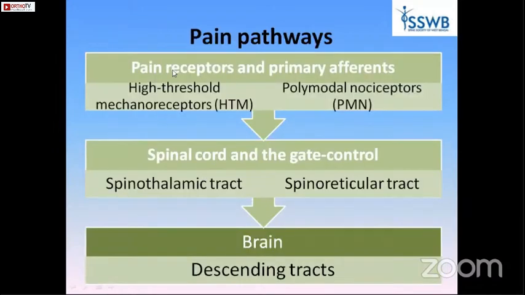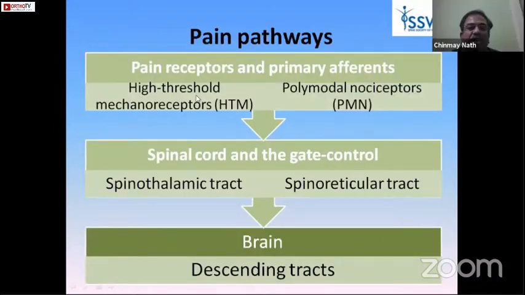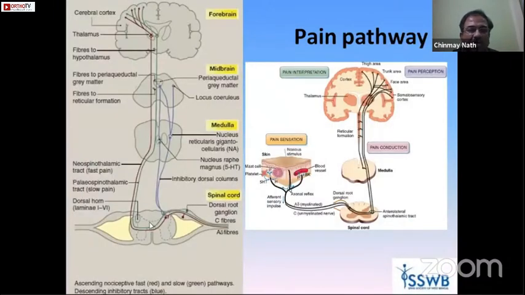Then the pain pathways. Pain pathways start with the primary afferent. There may be high threshold mechanoreceptors or polymodal receptors, and they go to the spinal cord, where the gate control happens. Through the spinal cord, the spinothalamic tract and spinoreticular tract go to the brain. And from the brain, in a reverse direction, a descending tract controls the pain mechanism. This is the upward pathway from the receptors: from the dorsal root ganglion, these two fibers go to the dorsal horn and then cross and go up to the brain.